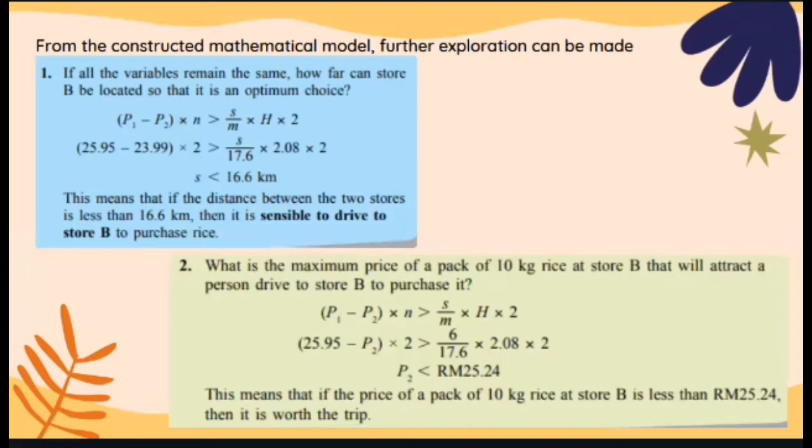Number 2. What is the maximum price of a pack of 10 kg rice at store B that will attract a person to drive to store B to purchase it? 25.95 minus P2 times 2 is bigger than 6 over 17.6 times 2.08 times 2. P2 is smaller than 25.24 ringgit. This means that if the price of a pack of 10 kg rice at store B is less than 25 ringgit 24 cents, then it is worth the trip.